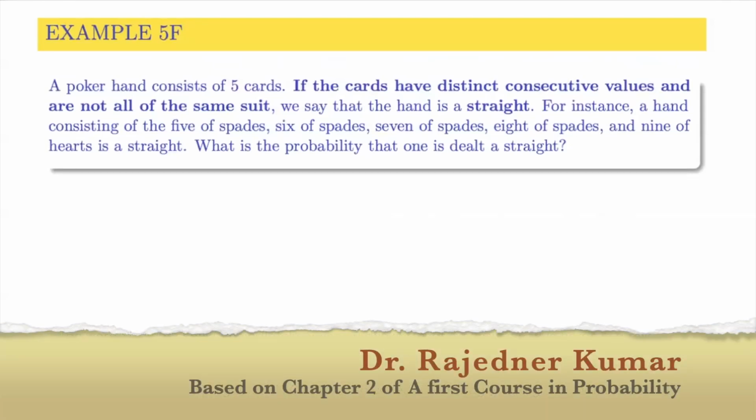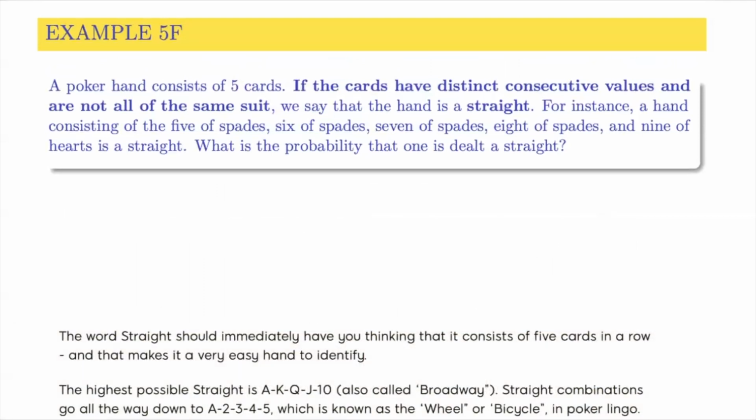In this video, we are going to discuss some of the questions given in chapter number 2, Axioms of Probability, in Sheldon S. Ross, A First Course in Probability. So let us start with example number 5f here.